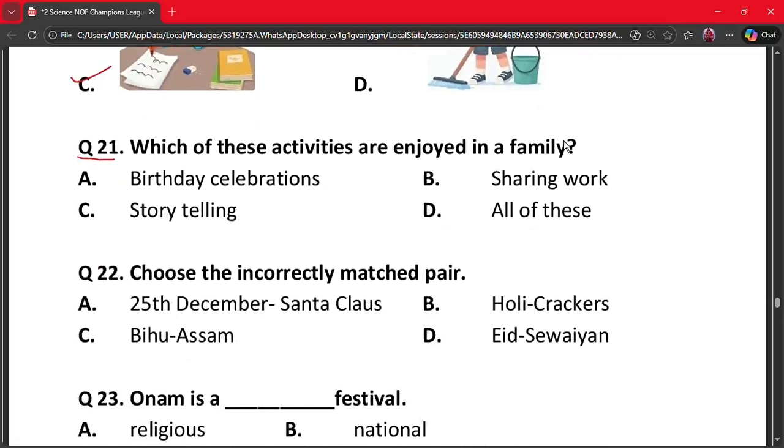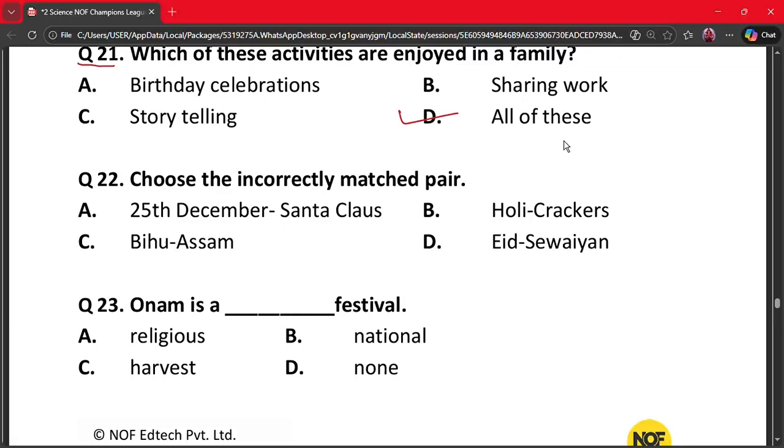Question 21. Which of these activities are enjoyed in a family? A. Birthday celebrations. B. Sharing work. C. Storytelling. Or D. All of these. The correct answer is option D. All of these. Families enjoy celebrating together, sharing responsibilities, and spending time through stories. All these activities strengthen family bonds. Therefore, option D is correct.